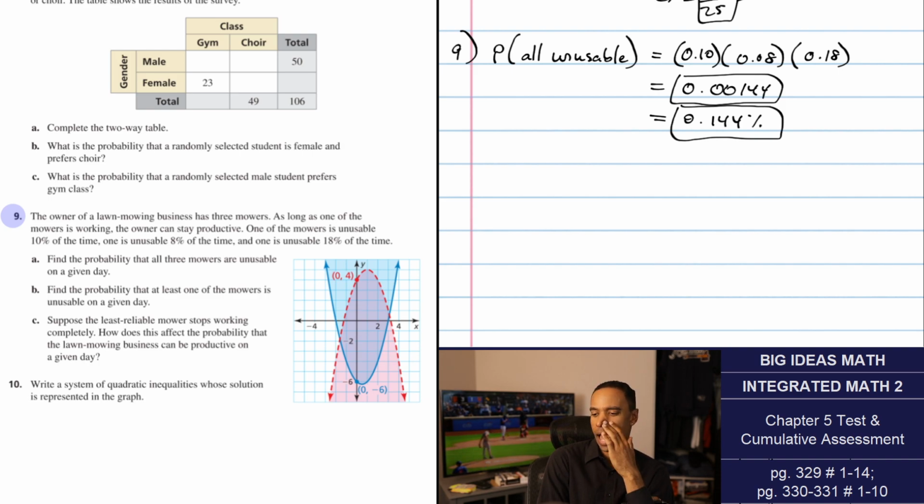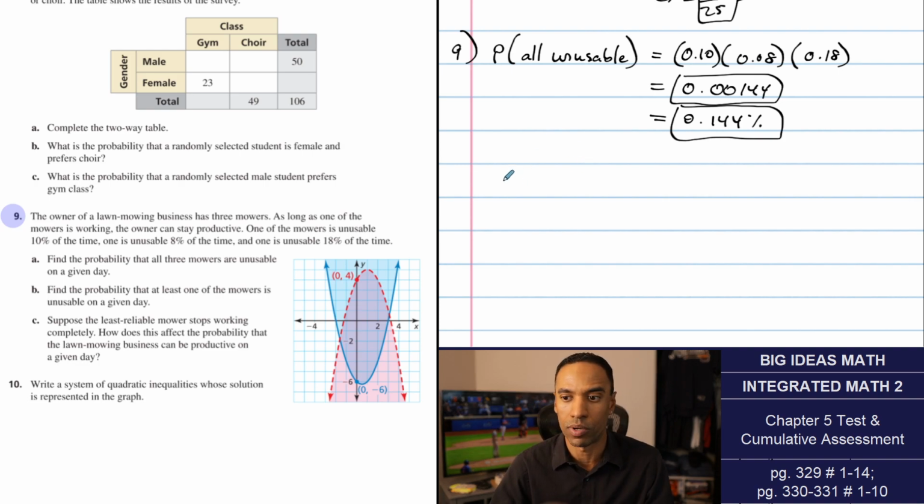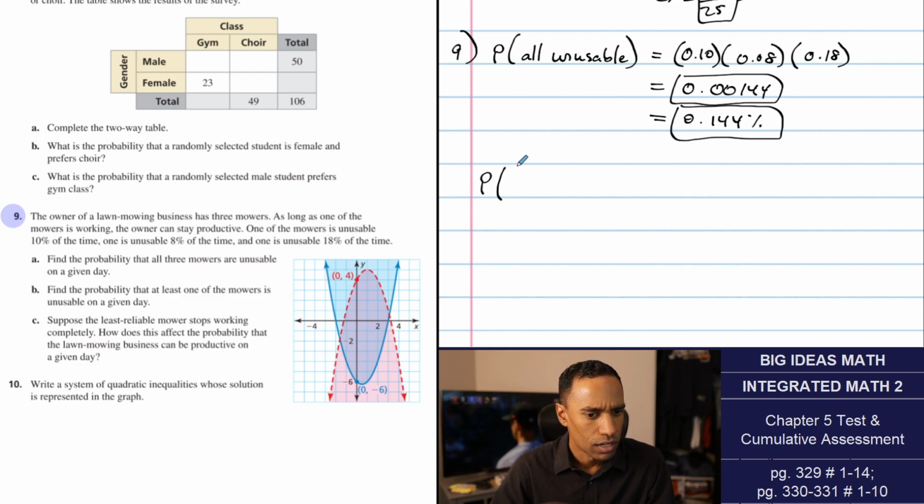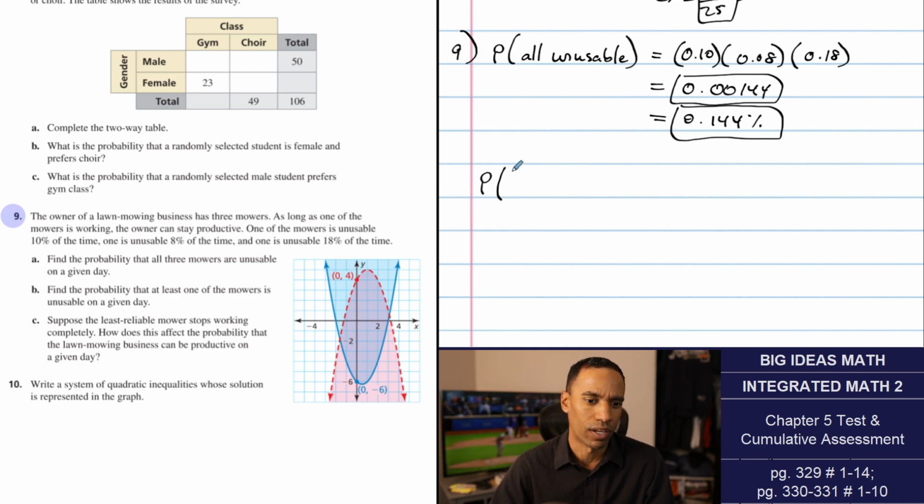I don't want to just add them up and say this or that, well, yes, I do. I will subtract the result of the overlap. It's just that this isn't a bad thing if all 3 are unusable, or is it? What they say, as long as one is working. So it's kind of just, I don't know. But probability of at least one unusable.